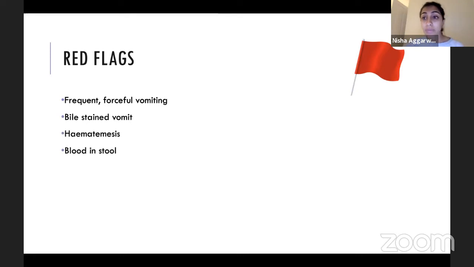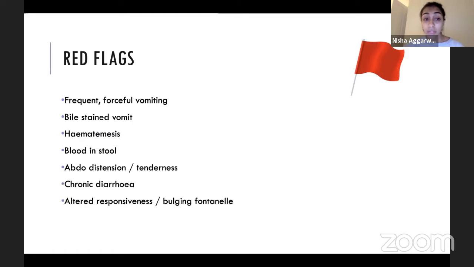And things like fever, I wouldn't necessarily say on its own is a red flag. Think about things like if it's frequent and forceful vomiting. I'm not going to say what each of these red flags may indicate, but we'll go through hopefully most of them. Frequent and forceful vomiting, bile-stained vomit, hematemesis, blood in the stool, abdominal distension or tenderness, so talking about peritonitic tenderness, chronic diarrhea, and any altered responsiveness or bulging fontanelle.